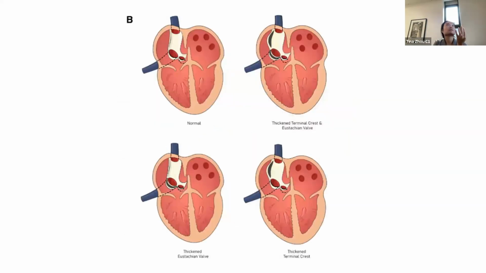This is just another diagram demonstrating how we can end up with these remnants. These remnants are supposed to degenerate as we age, but sometimes they don't. That's where you can see a thickened terminal crest, or crista terminalis, as well as the valve present in the same individual, or you may see just the valve or just the terminal crest.